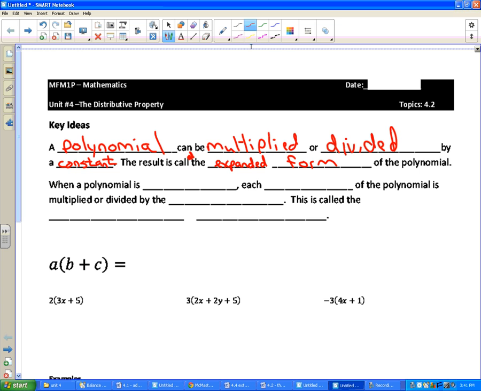And when a polynomial is expanded, each term, if you're unsure of what terms are, go back to our previous video, each term of the polynomial is multiplied or divided by the constant. And this is called the distributive property. This will make a little bit more sense again as we get into an example. The distributive property.